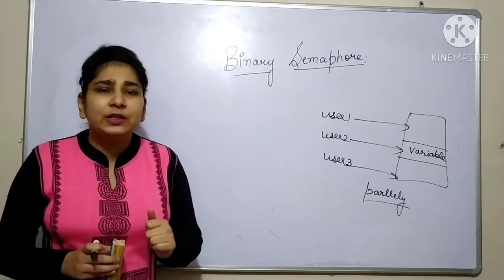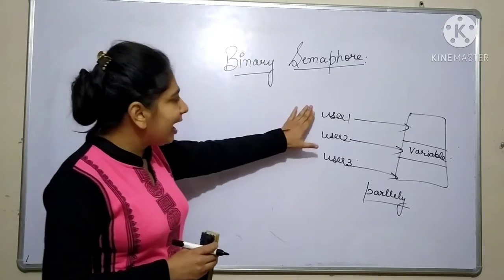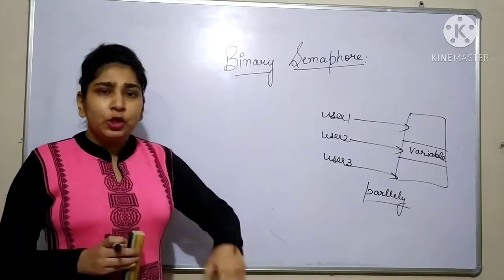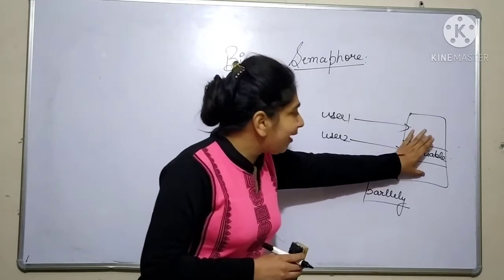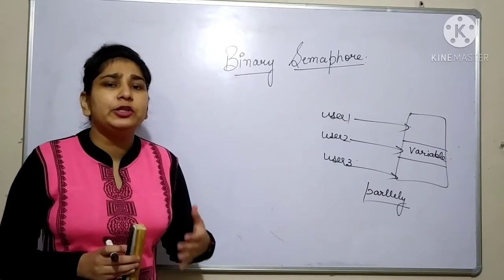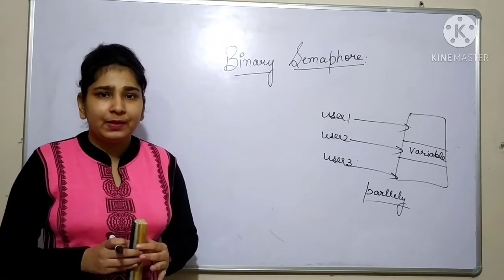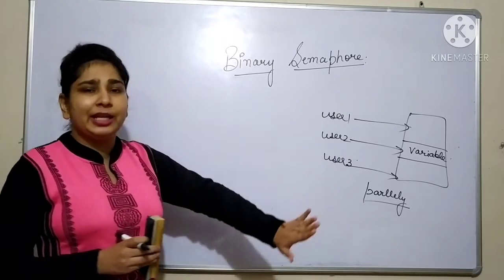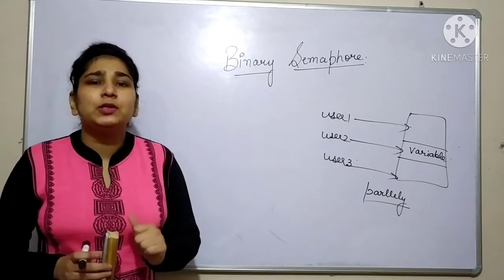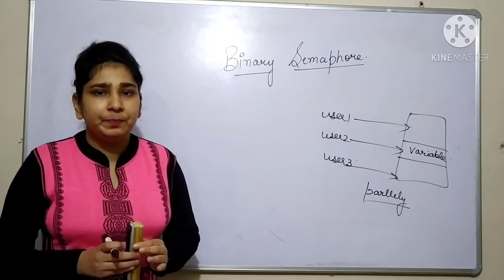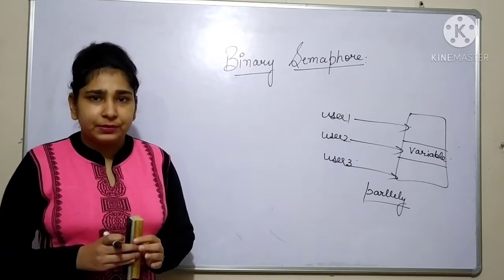In process synchronization, we discussed the example of subscribers. If you allow multiple user requests to manipulate this variable in their own way, then the final output of this variable is going to be wrong, inconsistent. So to maintain coordination among multiple user requests, we use process synchronization methods, and binary semaphore is one of them.